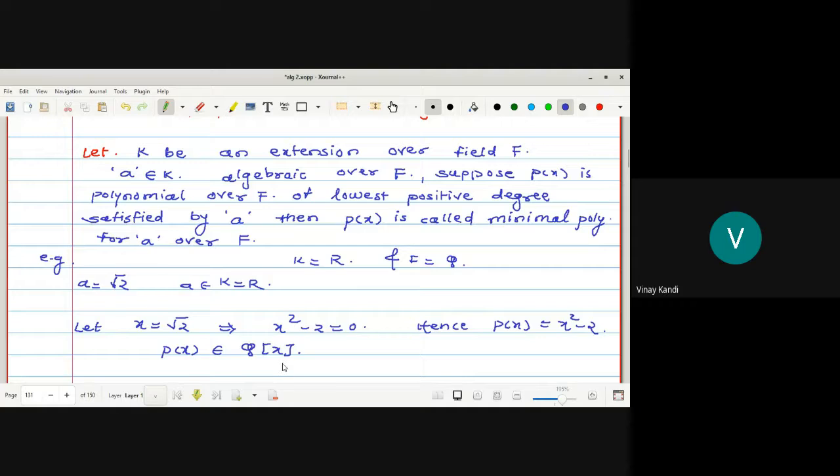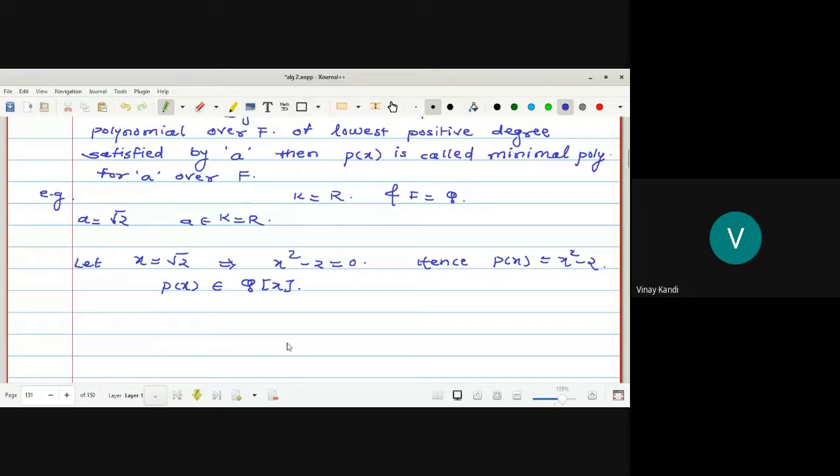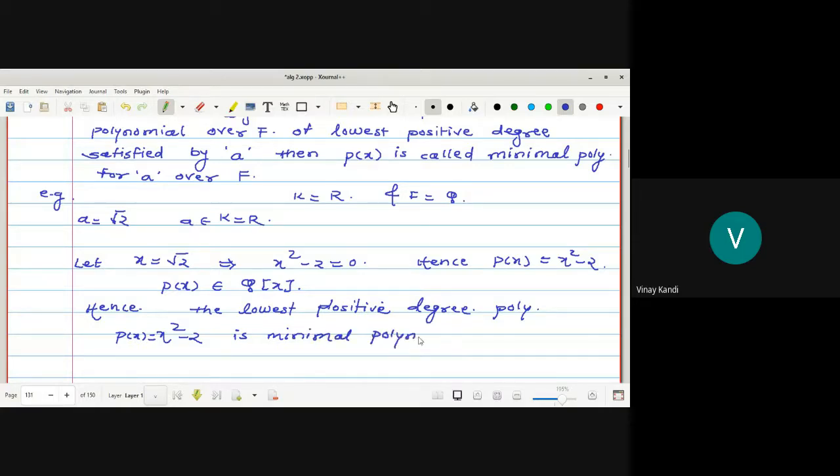So hence the lowest positive degree polynomial x squared minus 2, P(x) equal to x squared minus 2, is the minimal polynomial. So there does not exist any polynomial of degree less than this one. You will not find any polynomial with a degree lower than that of P(x) here.